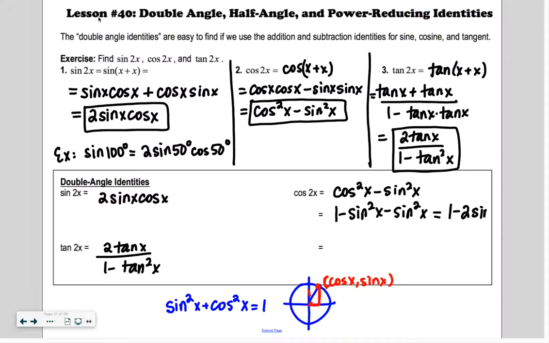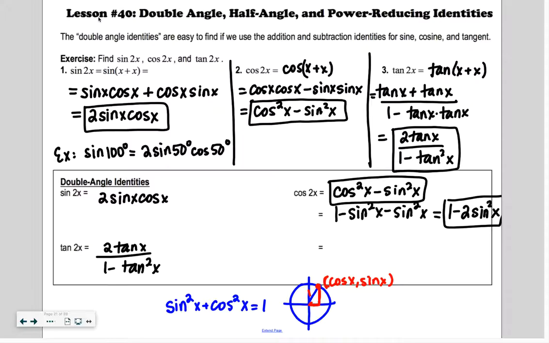1 minus 2 sine squared, right? Exactly, that's the second form of it. And then the third form is like, well, what if I wanted to replace the sine squared with cosine squared, right? So something with cosine squared. Well, sine squared is going to be 1 minus cosine squared.